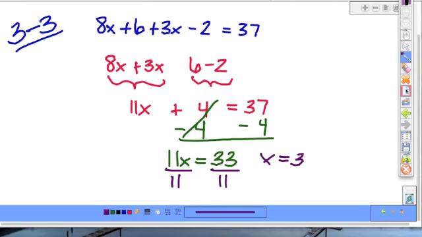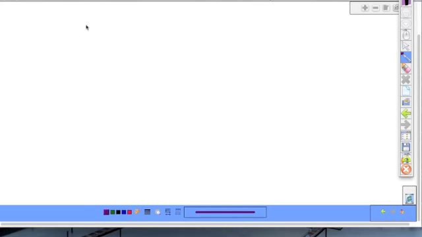Now, what if we had one that had some fractions in it? That always tends to throw kids off. So let's look at one of those. What if we have 5n over 4 plus 7 over 4 equals negative 3 over 4?